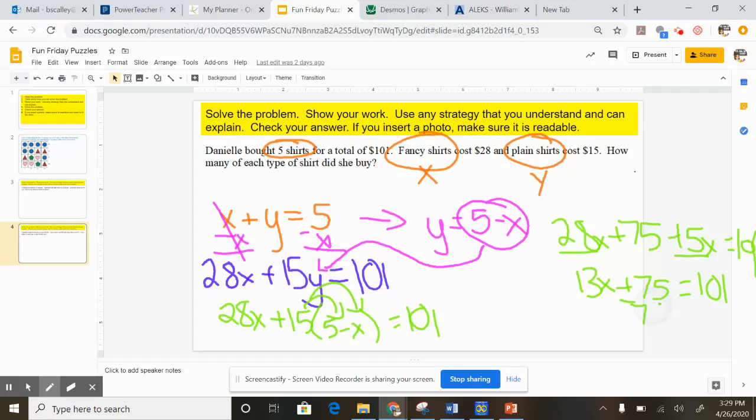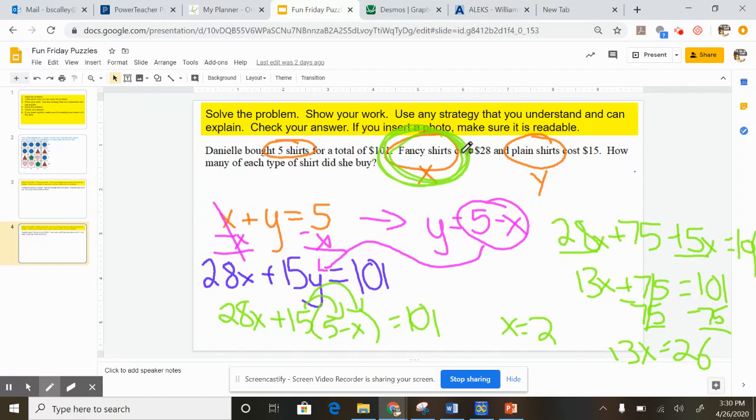Subtract 75 on both sides. You get 13x equals 26. Divide by 13 on both sides, and you're going to figure out that x is 2. And remember that x was these fancy shirts. So I got 2 fancy shirts, but I got 5 total shirts. So if I got 2 fancy shirts, then that means I must have got 3 plain shirts.